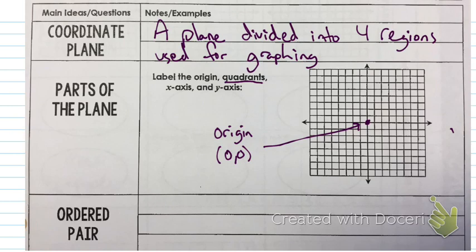Let's start with the origin. The origin is the ordered pair 0, 0. And it's right there, right where the x-axis and the y-axis intersect. So there's the y, there's the x. And we already talked about the x and y-axis. Remember that from doing reflections for our transformation unit? So we've got the origin of 0, 0. We've got the x and y-axis.